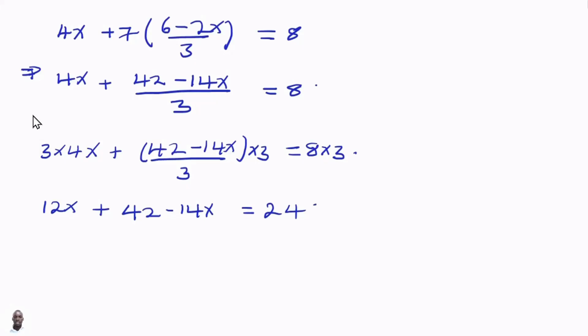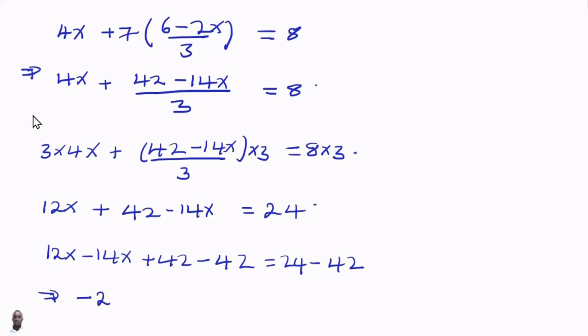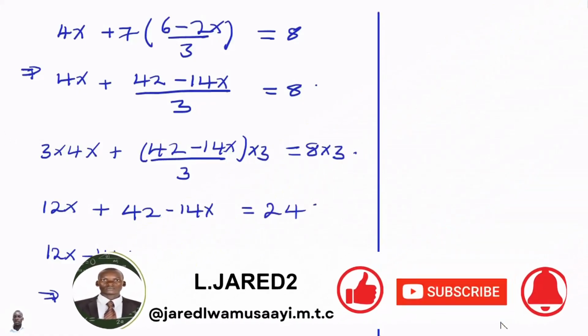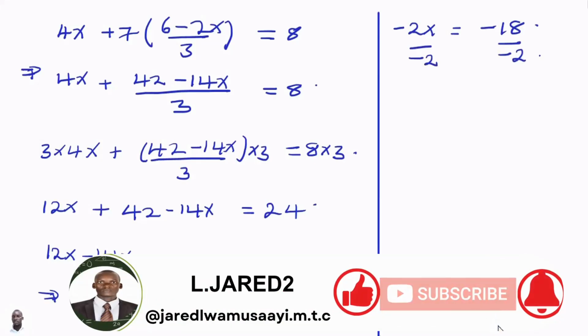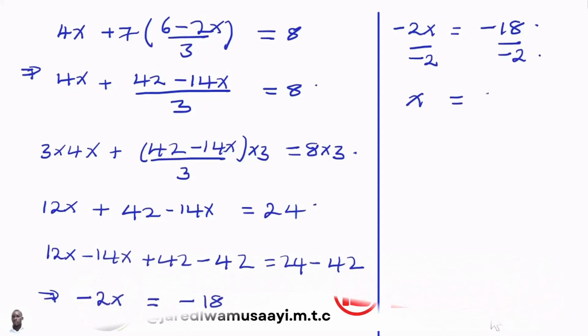From here we can collect like terms. So we have 12x minus 14x plus 42 minus 42 equals 24 minus 42, implying that we have 12x minus 14x, which is negative 2x. Then the 42 and the 42 cancel out. Then we remain with 24 minus 42, and we are getting negative 18. Let us now divide through by negative 2 so that we can get the value of x. From negative 2x being equal to negative 18, dividing through by negative 2, our x equals positive 9.